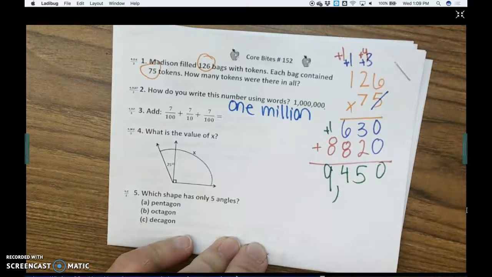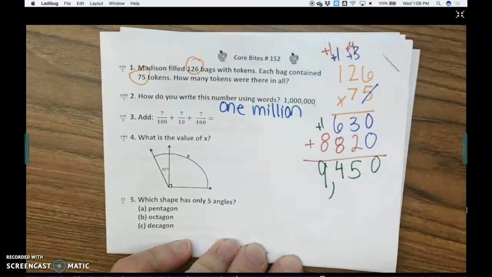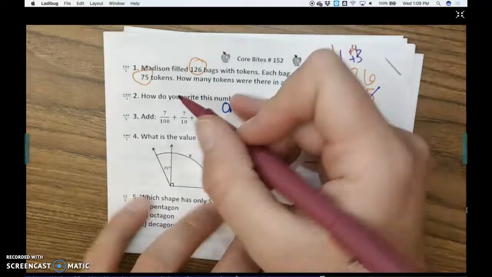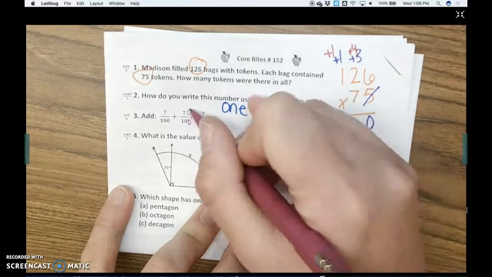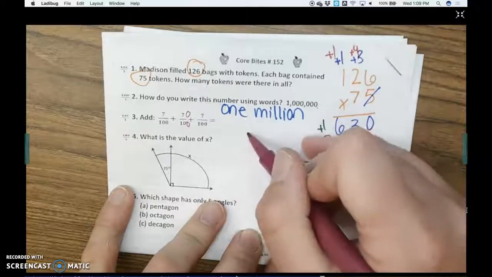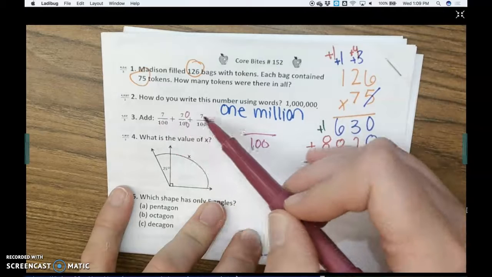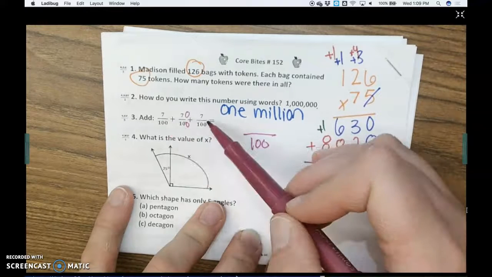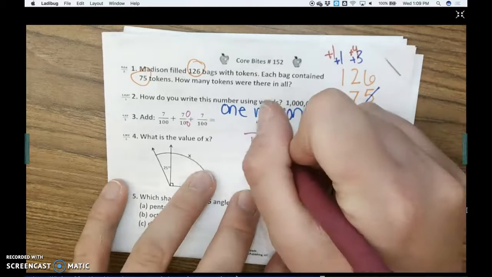And then for the next one, you're adding fractions. And so if you remember our trick with the zeros, you want them all to have the same denominator. So if you just add a 0 here to make them all have 0, so add a 0 there. So your denominator is going to be 100, and then just add them together. So 7 plus 70 plus 7, so 7 and 7 is 14. And then 14 plus 70 would give you 84.